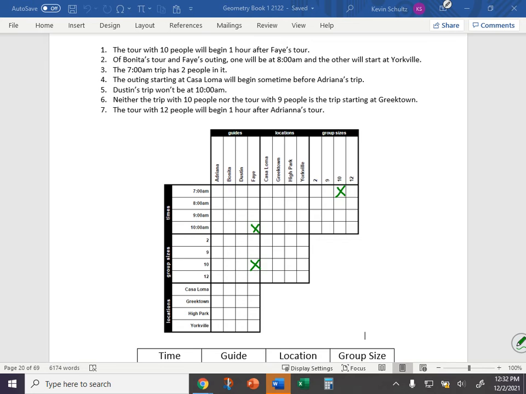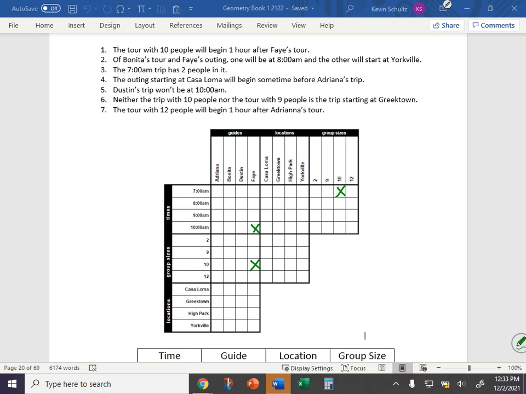I mean, it could be the one at 8, right? Because it says here's 2 tours, here's 2 possibilities. So Faye's could be at 8, but I don't know if there's enough to definitely say that for sure, because we don't know anything about any of the other places. We can't definitively say that Bonita's the one that starts at Yorkville and Faye's is the one at 8.